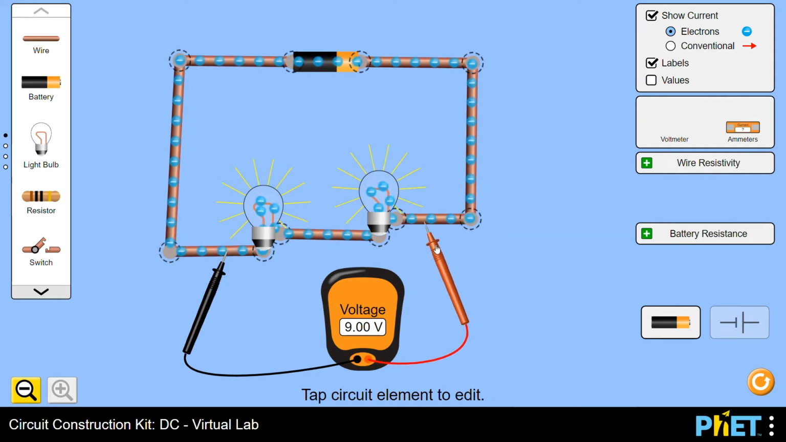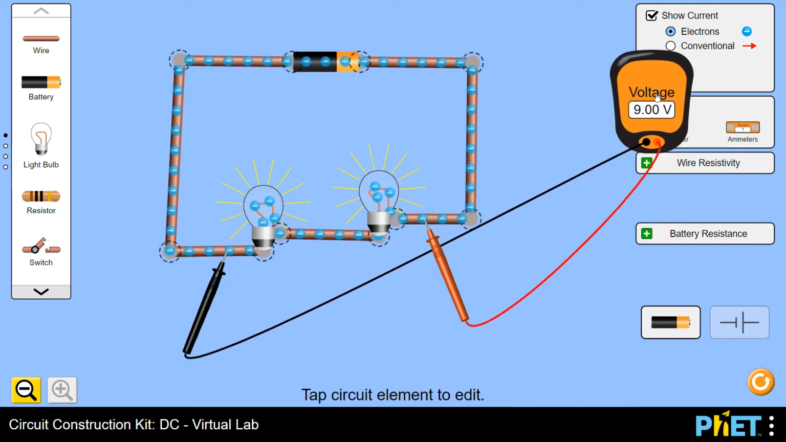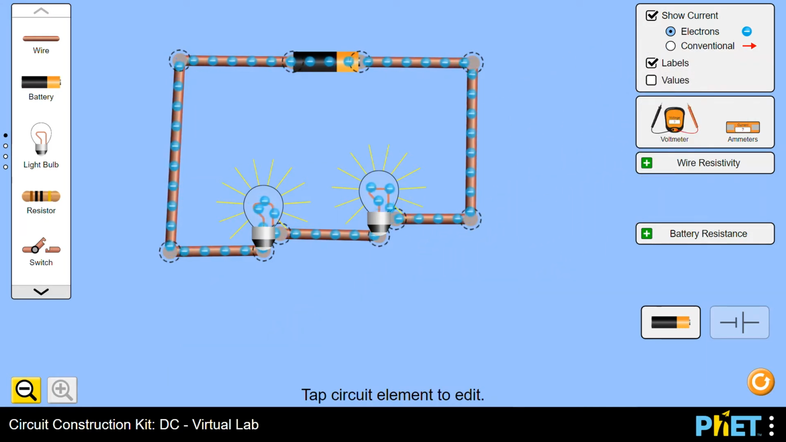Note that's because they're identical bulbs. If the bulbs weren't identical, they wouldn't be sharing it equally, and you'd get different readings for the two bulbs. But we won't worry about that too much at the moment. To get rid of the voltmeter in this simulation, you just pick it up and drag it back to where it came from, and it disappears.